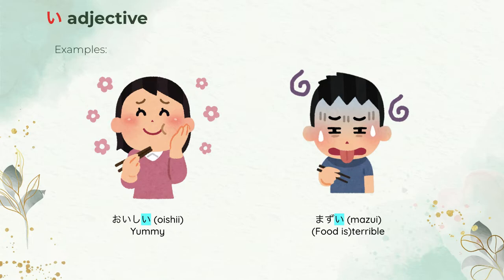And we know that both people were eating food, and food in Japanese is gohan, or that would be dish. Gohan would be dish, and food would be tabemono. So let's use dish. If I want to say yummy dish and terrible dish, it will be oishii gohan. And if I wanted to say terrible dish, mazui gohan.